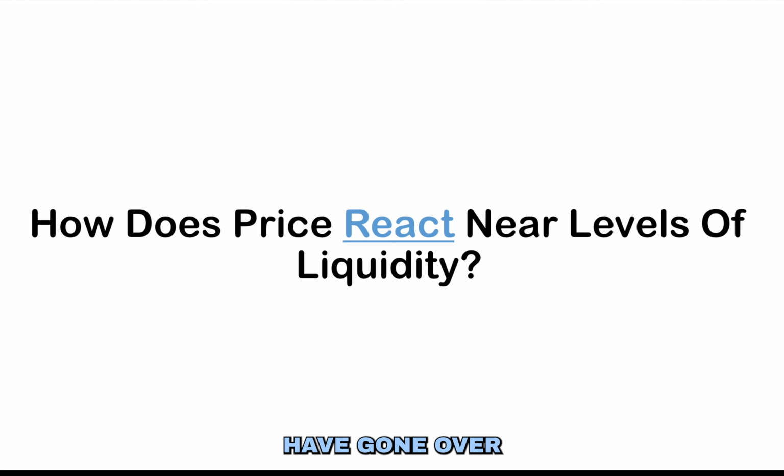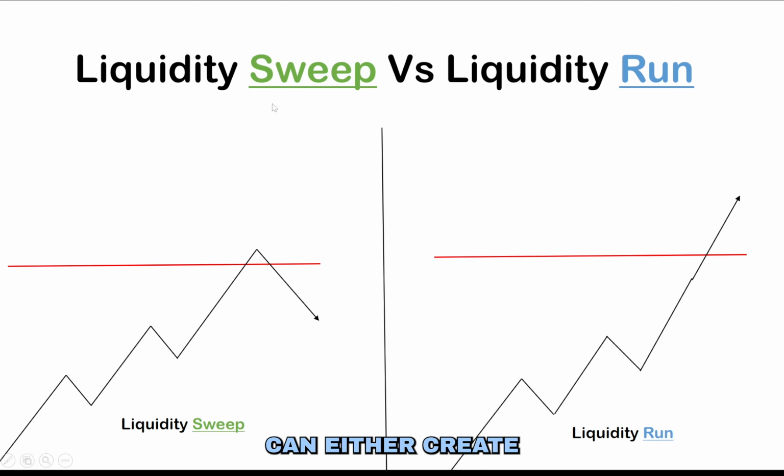So now that we have gone over the different types of liquidity, you have to go over how price actually reacts near these levels. We can either create a liquidity sweep or a liquidity run. So price comes near your level of liquidity that you've marked off. This is what we mainly see a lot of the time. Price tests this level and then comes back down. Versus when price comes up to your level, might reject for a little and then keeps on going higher. So these are the two things that can happen.